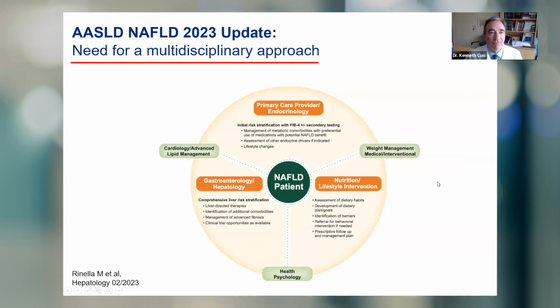Okay, so AASLD in March came out with the new guidelines presented last year. They want your primary care doctor to do the initial risk stratification with FIB4 plus or minus secondary testing, which will be transient elastography or ELF as the best validated so far. You guys are going to be in charge of the comprehensive management and diagnosis and risk stratification.